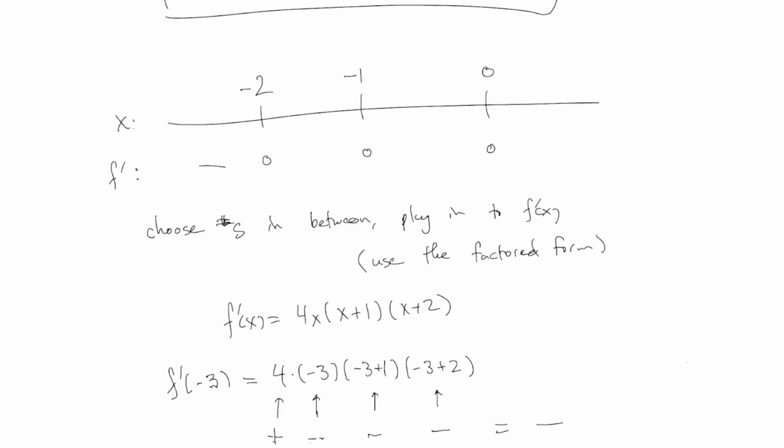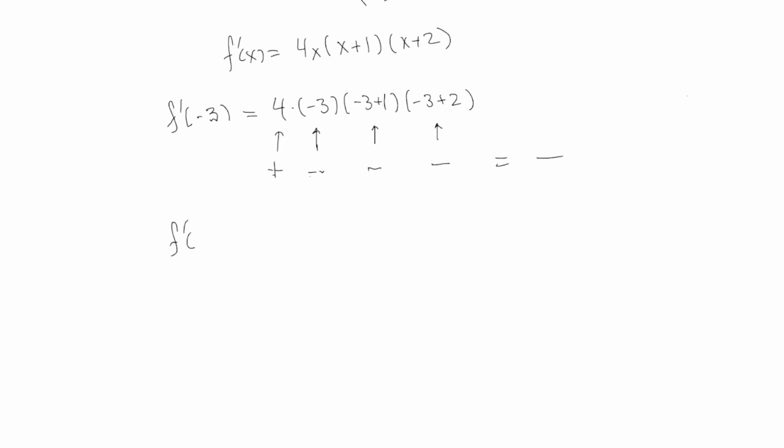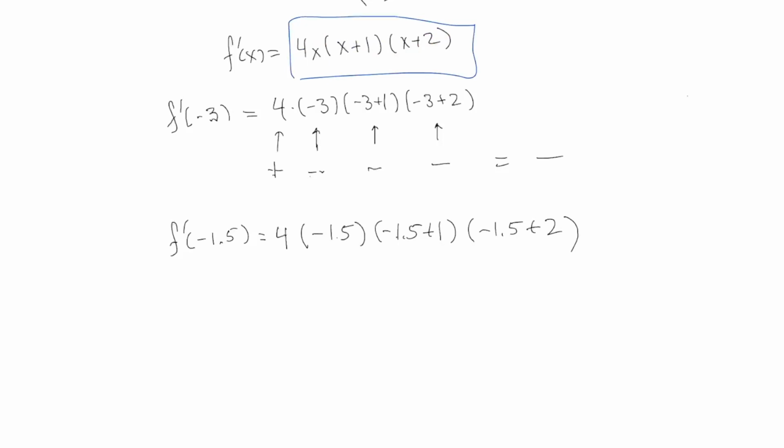Okay, let's do the next interval, -2 to -1. Unfortunately, I have to choose a fraction or a decimal in this case, but it's not going to be so bad. So I'm going to choose f prime of -1.5. That's in between -1 and -2. And again, I'm going to plug it in using the factored form. This is 4 times -1.5 times -1.5 plus 1 times -1.5 plus 2. I'm using this formula up here. Maybe I'll put it in a blue box. I'm plugging in -1.5 to the formula in the blue box.